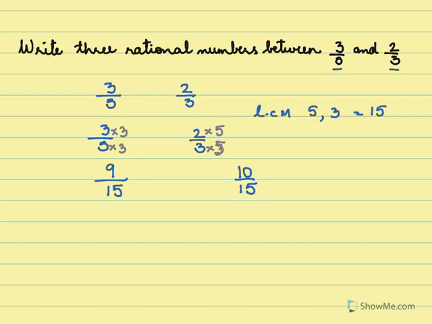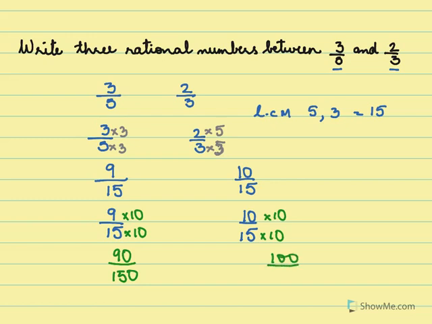I need to create a gap. So I have 9 by 15 and this is 10 by 15. There is no gap here. 9 and soon 10. So I multiply it again by 10, this 10 and this too 10. So what I get now is 90 by 150 and here I have 100 by 150.